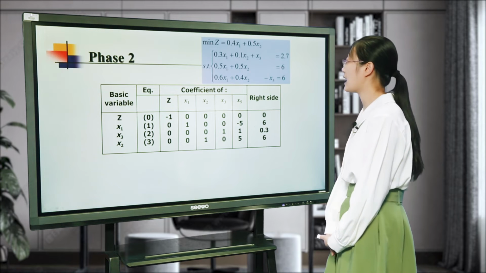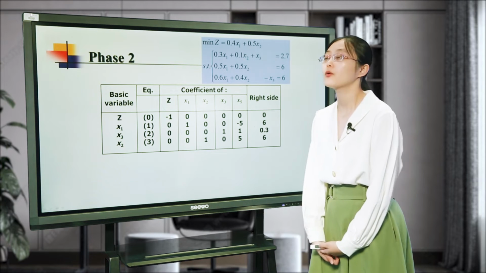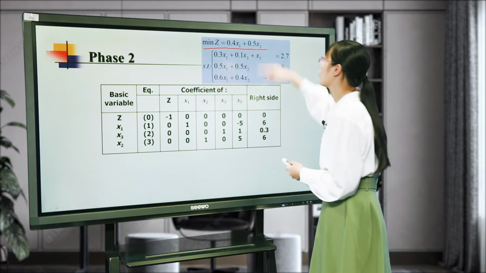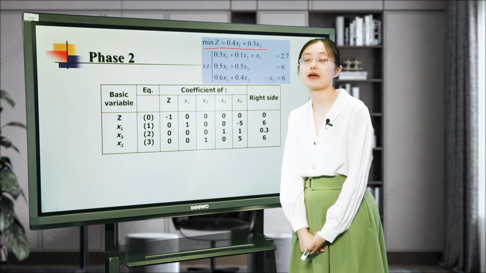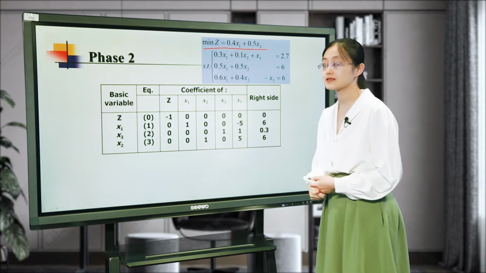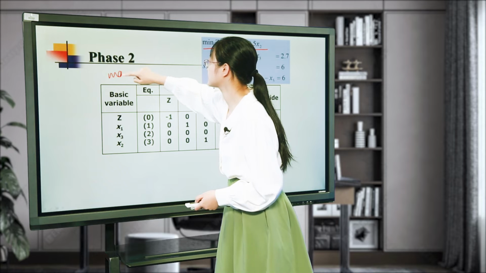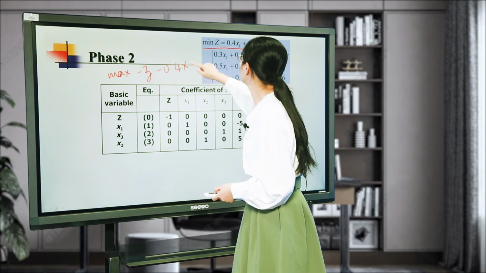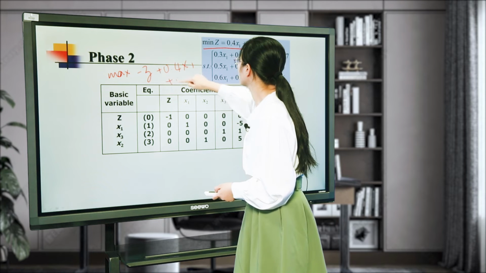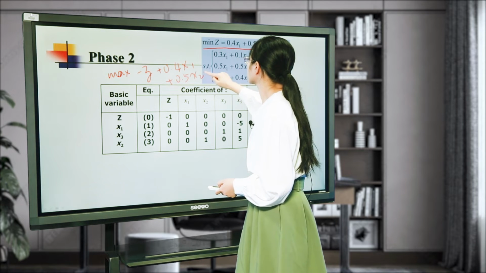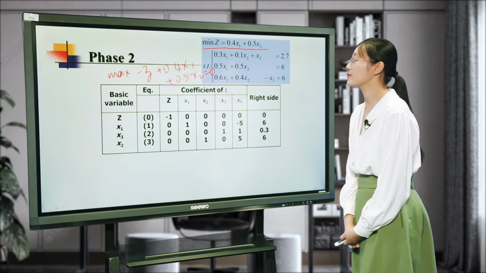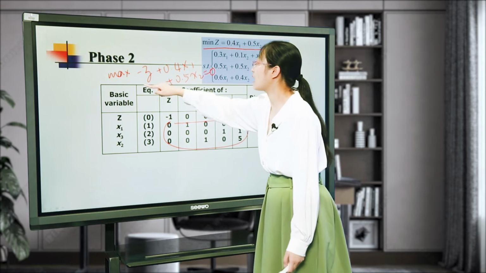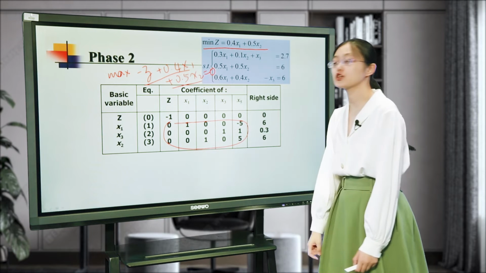In phase 2, remember that now we want to optimize our original objective function, minimum of z equals 0.6x1 plus 0.5x2. Again, put it in the standard form of maximizing negative z minus 0.6x1 minus 0.5x2 equals 0. Put it in the standard form, and then the rest of our tabular remains the same, but our objective function is changed.